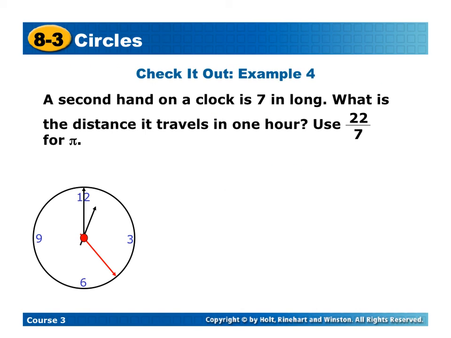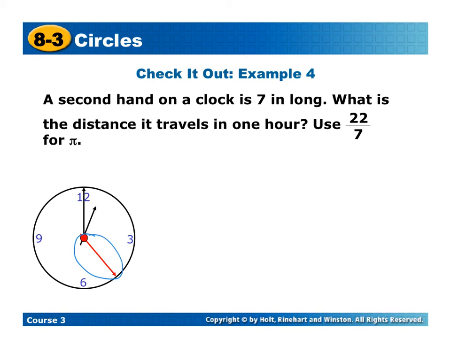So let's look at another example. The second hand on the clock is 7 inches long. So they're talking about the one that actually tracks the seconds, which is this one right here. So we want to know the distance it travels in 1 hour. Use 22/7 for pi. So why don't you go ahead and pause the video and try this one on your own.